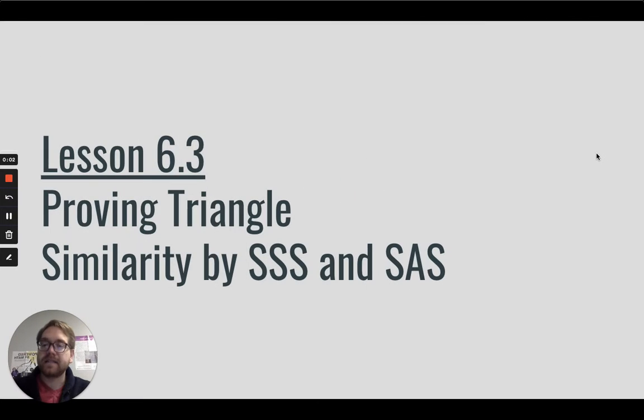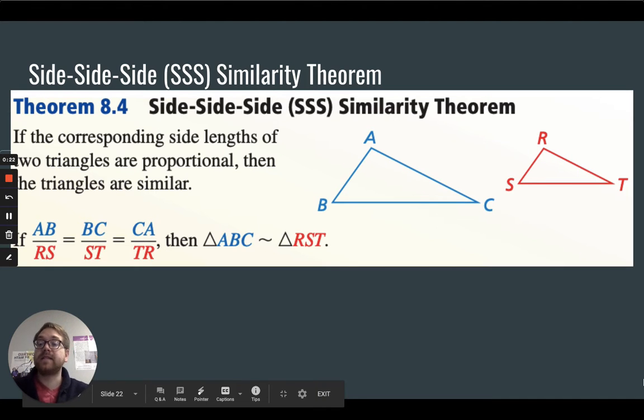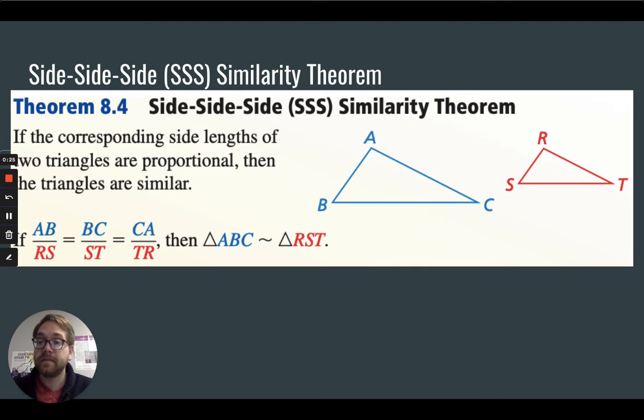Right, this is our last lesson in Unit 6, Lesson 6.3. We're still working with triangles and how to prove triangles are similar. We'll learn two new theorems in this lesson to show that triangles are similar. The first theorem we'll look at is the side-side-side similarity theorem. It says that if the corresponding side lengths of two triangles are proportional, then those triangles are similar.